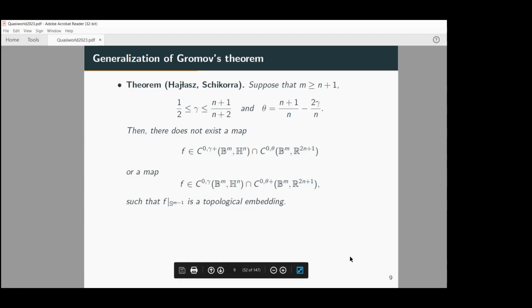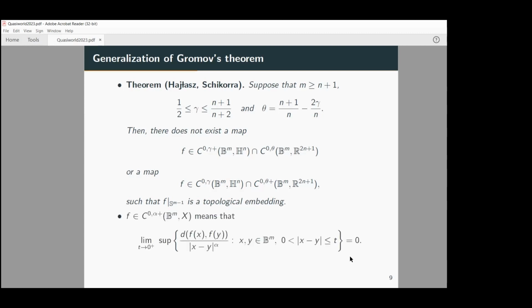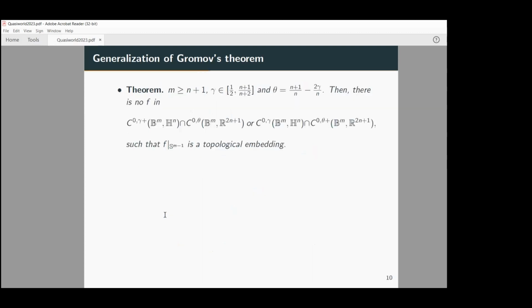What is the meaning of the plus here? Because we have gamma plus and theta plus. So a function is C^{0,alpha+} if the constant in the Hölder inequality with exponent alpha goes to 0 when the distance between the points goes to 0, which means C^{0,alpha+} are functions which have a slightly better modulus of continuity than C^{0,alpha}, but it is not really said how much better, just anything better than alpha Hölder continuity. Okay, so this is the theorem, just stated in a more compact way.